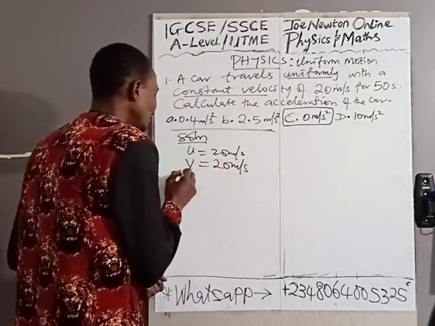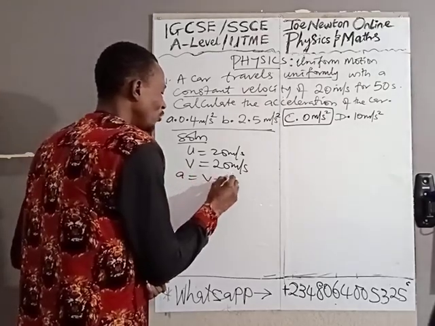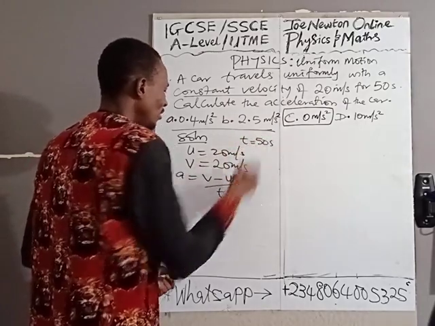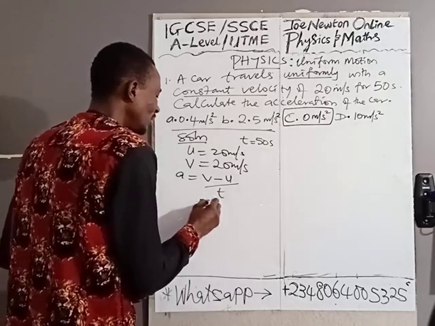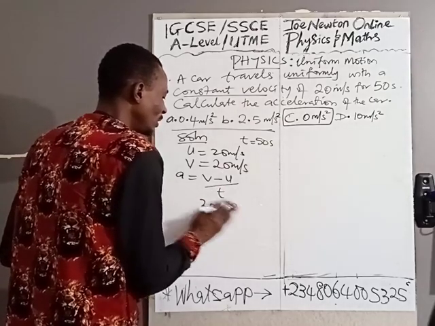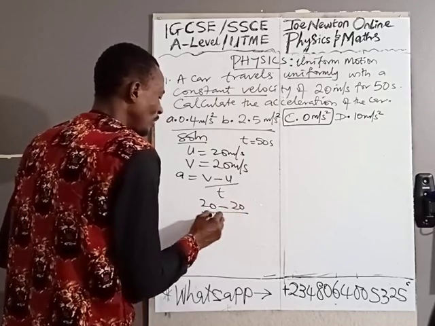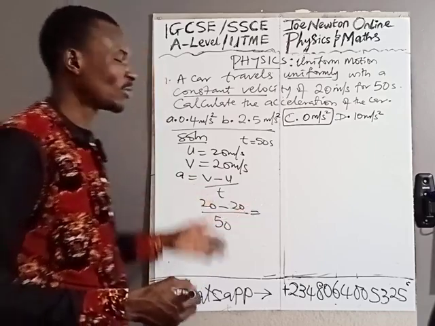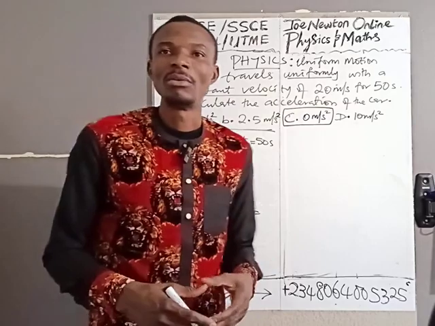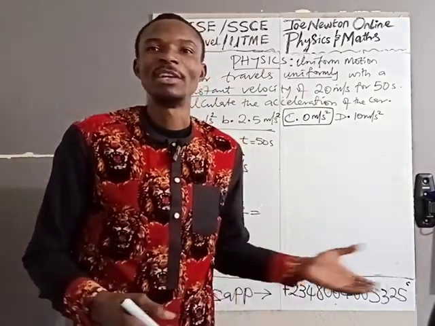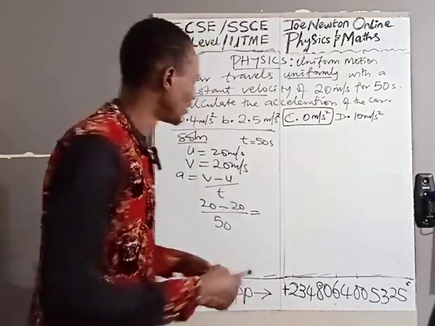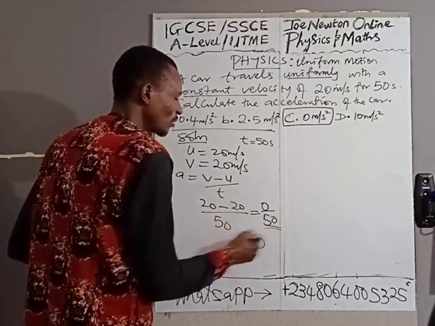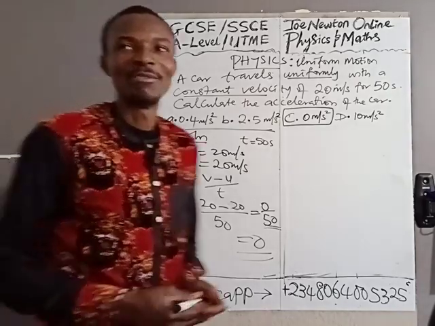So if you are calculating a is equal to v minus u over t, our time here is 50 seconds. So your v is what? 20, minus your u is what? 20, over 50. Remember, when you have the numerator as 0, the fraction is equal to 0. If you have a denominator as 0, it is undefined. So this is 20 minus 20 is 0 over 50, which is equal to 0. So this is the proof of what I've just answered.